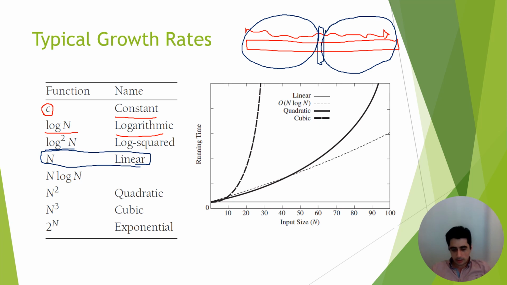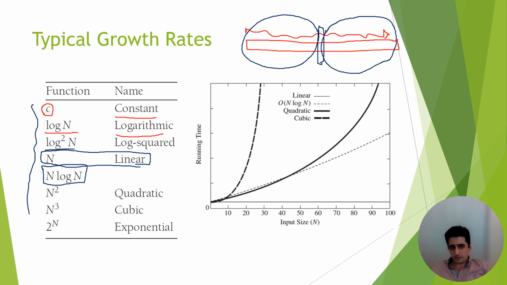Let's say you don't have a sorted array and you're looking for a certain value, right? You have no choice but to look at each and every single element in that array. If the array size is n, then the number of comparisons would be n. That's called the linear growth rate, right? Linear search is an algorithm with a linear growth rate. Then we have quasi-linear, which is n log n.